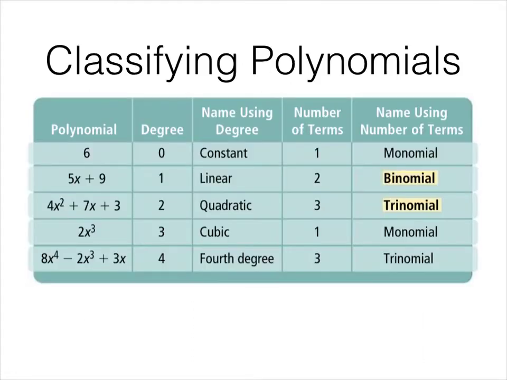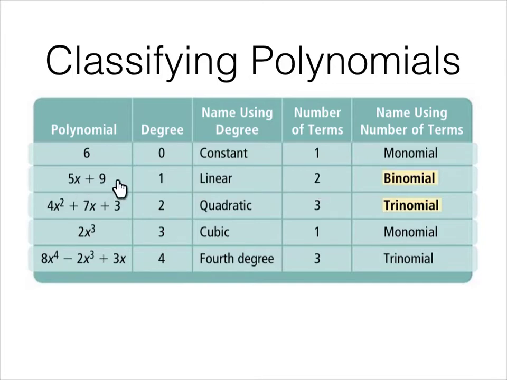When we classify polynomials, you're going to do it by degree, and the names by degree we'll go over in a second, and then by number of terms. So, a degree of 0 is constant. When you have one term, that's a monomial. So 6 is a constant monomial. Degree of 1 here for 5x plus 9 is linear, because if I was to put y equals here, it would make a line. That's why we call that linear.